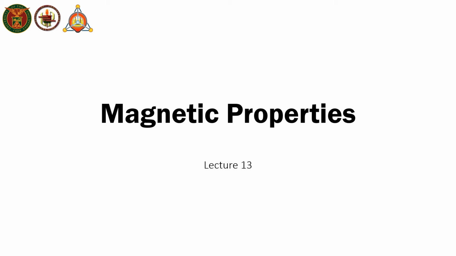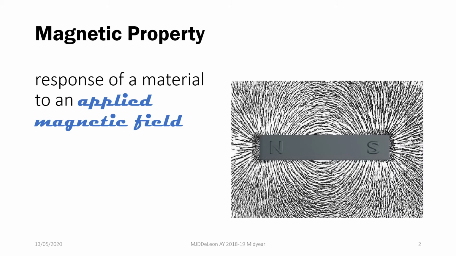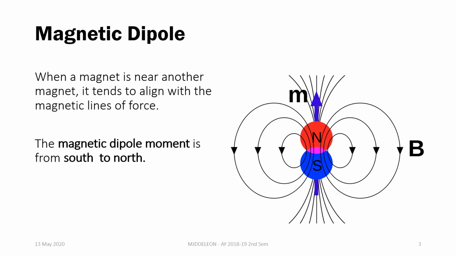So good day class, today we're going to talk about the magnetic properties of our materials. So the magnetic property, this is the response of a material to an applied magnetic field. Before we talk about the magnetic property though, we have to understand what a magnetic dipole is.